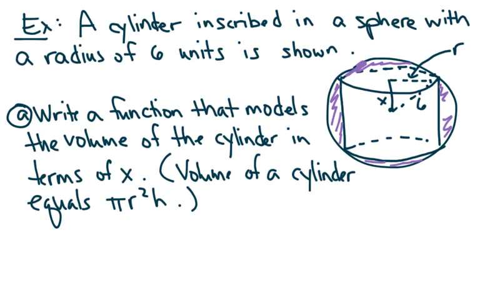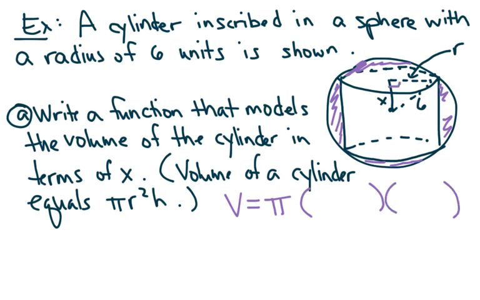The last problem we're going to talk about is a cylinder inscribed in a sphere with a radius of 6 units shown in the picture. We want to write a function that models the volume of the cylinder in terms of x. And the formula for the volume of a cylinder is pi r squared h. So, in order to write a polynomial for this particular function, my volume is going to be equal to pi and then whatever r squared is times whatever h is.